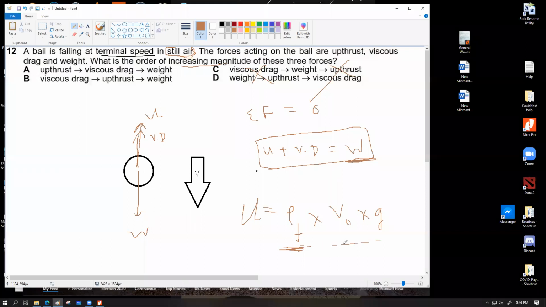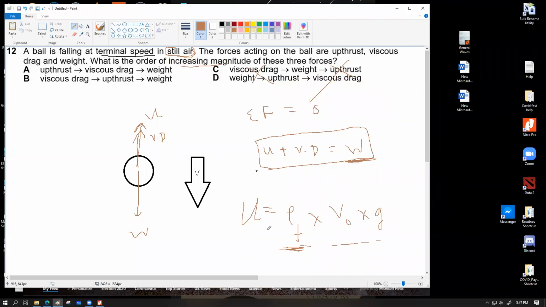Now there is a question that you can always ask: is it always going to be true? What I'm trying to imply is that upthrust should be the smallest of the forces and viscous drag would be slightly bigger. The reason I'm giving you to say that upthrust should be the smallest of the forces is that the density of the fluid in this case, which is still air, is actually quite small.